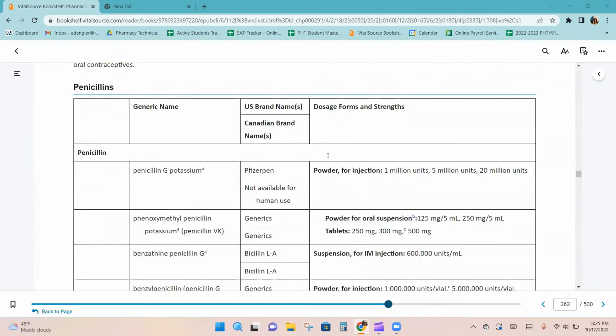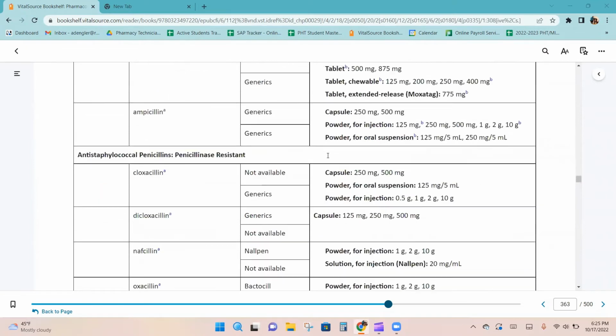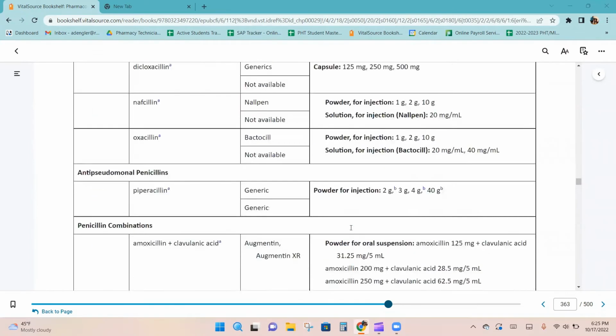So we have our chart of penicillins, all the different dosage forms. So you see amoxicillin, a very popular one, has quite a few.